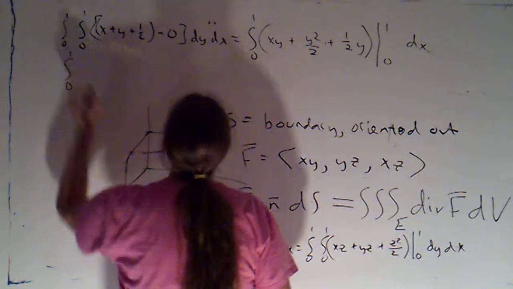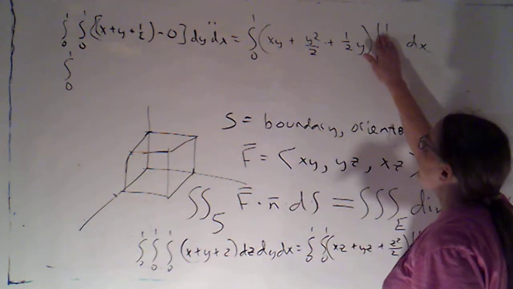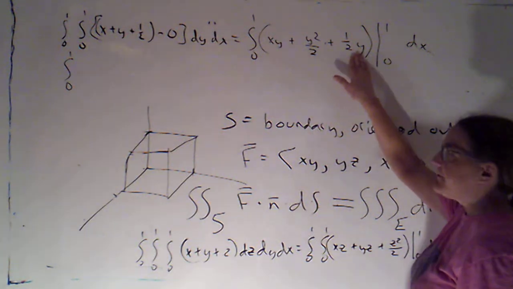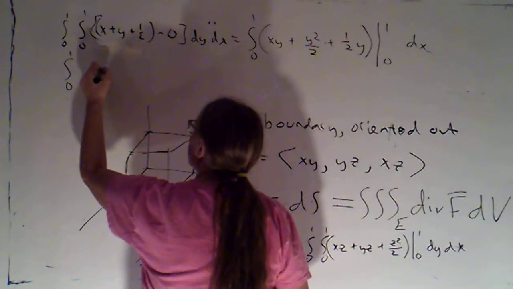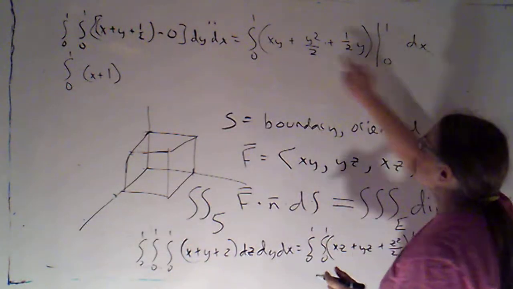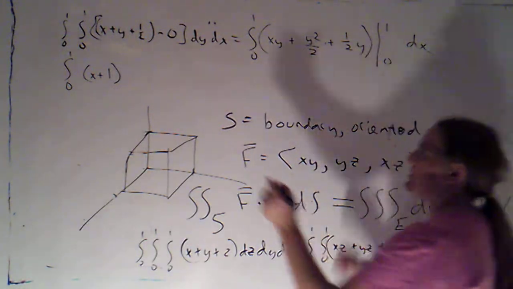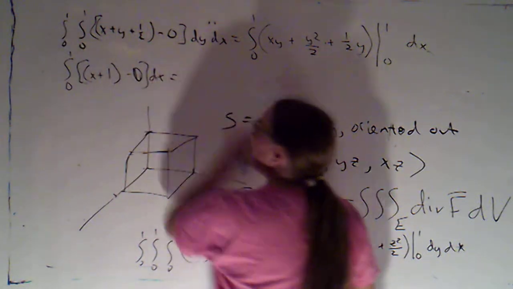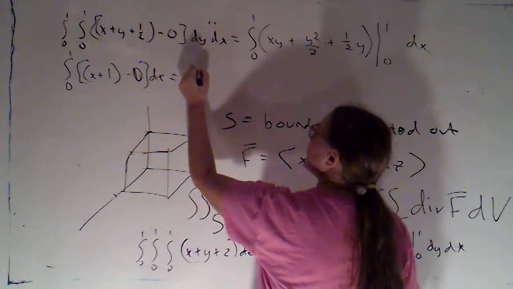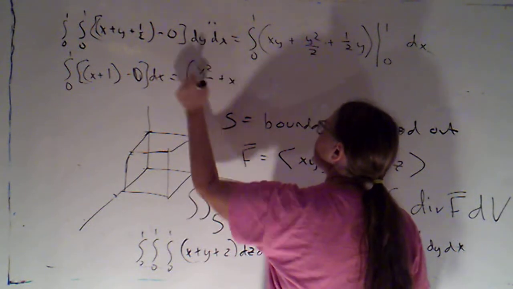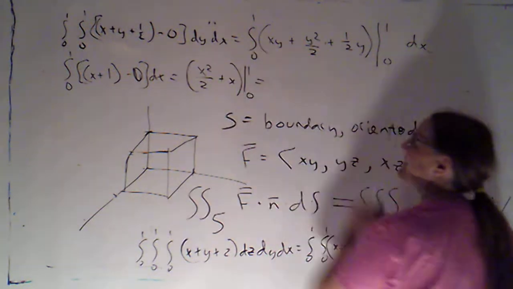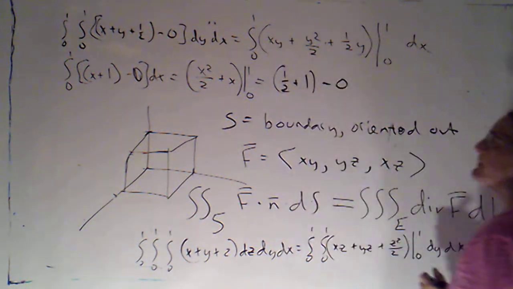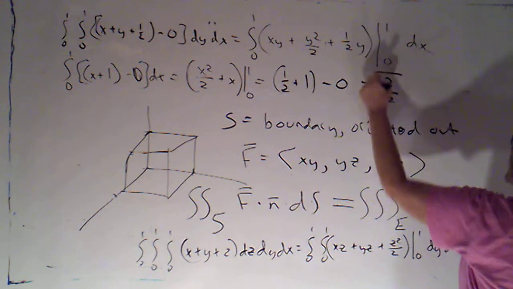So we get the integral from 0 to 1. When I plug in 1 for y, I'm going to get x plus a half plus a half. So that's going to become just x plus 1. When I plug in 0, all of these terms will go to 0. Oops, minus 0. And so then we integrate with respect to x. So I'm going to get x squared over 2 plus x, evaluated between 1 and 0. So that's 1/2 plus 1 minus 0. We get 3/2.